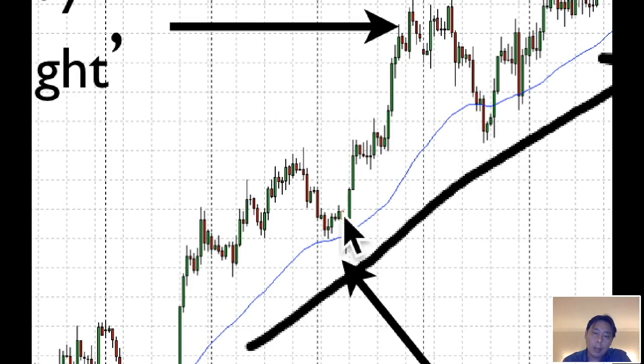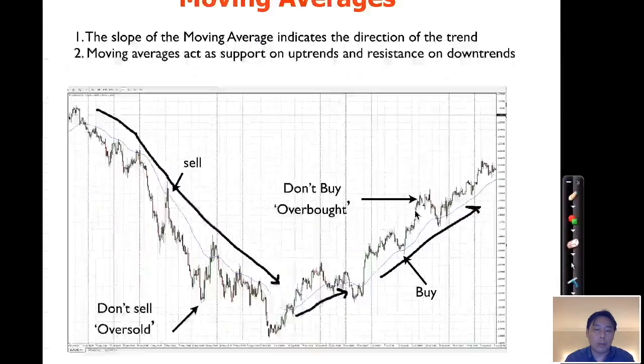Can you see that? Now that's one of the techniques in my strategy, that the moment you see a bullish pin on a support, that's when you buy, right? And you ride the trend up as it bounces off the support.